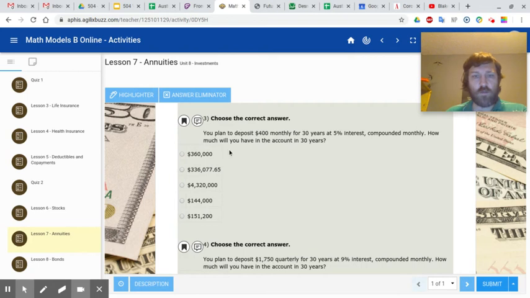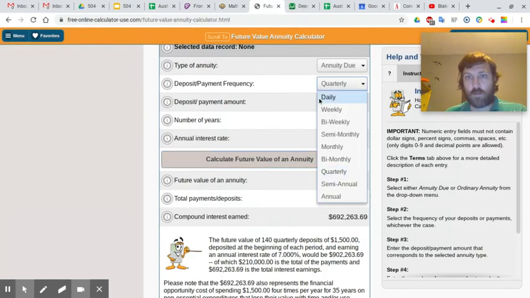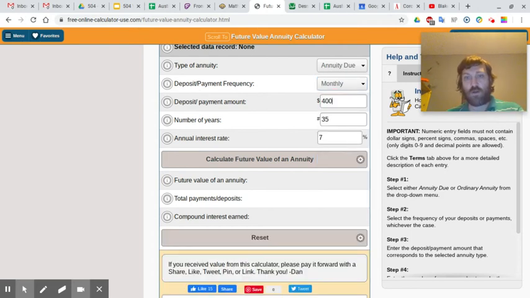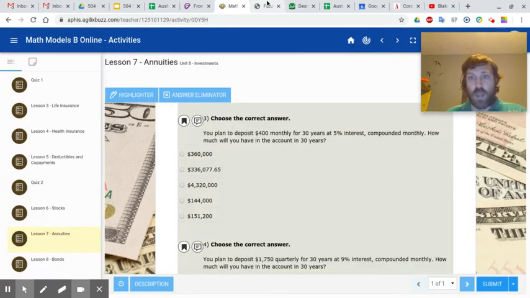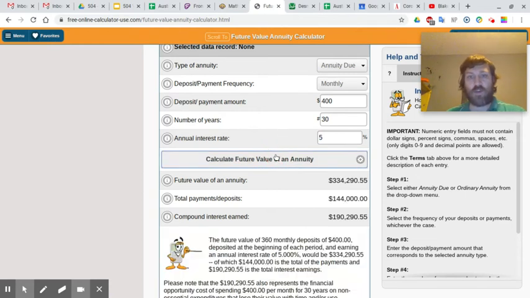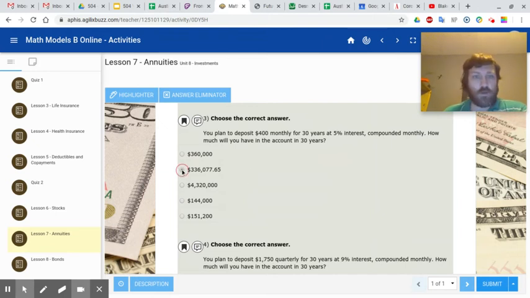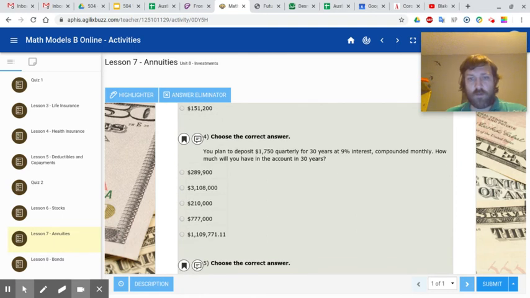Next problem, just to do another one. You plan to deposit $400 monthly. So let's go back up here and select monthly, and change it to $400. And we are going to do it at 5% and 30 years. So 30 years, 5%. Let's calculate the future value: $334,000. So I'll choose 336,000. It's pretty close, and that's about as good as it's going to get. The rest of these are more or less the same.